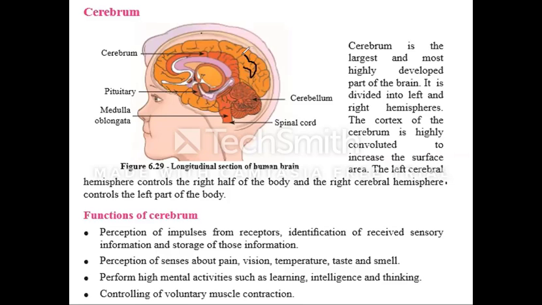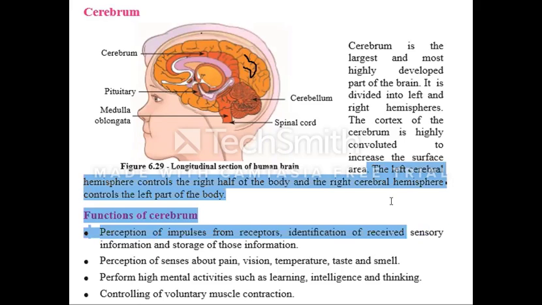Okay, so how does the cerebrum usually function? You would have known that the left cerebral hemisphere controls the right half of the body, while the right cerebral hemisphere controls the left part of the body. Here, there you go, I have highlighted it.